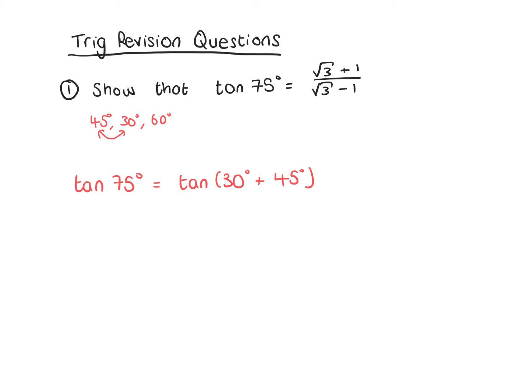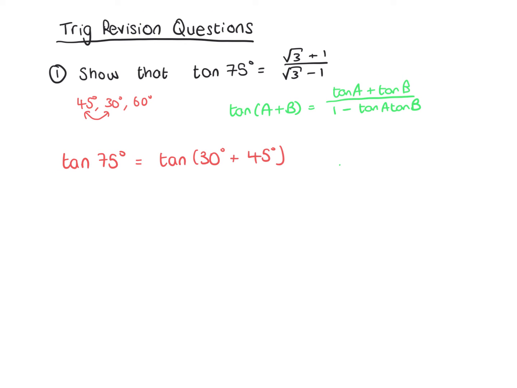And the rule for tan, so if you have tan A plus B, the rule is tan A plus B equals tan A plus tan B divided by 1 minus tan A tan B. And I want some exact values. So the exact values I'm going to use, if I think about the little formulae triangle, if these are both 45, 1, 1, root 2, and then that's a 60, 30, 2, 1, root 3. So tan 45 is 1, and tan 30 is 1 over root 3.